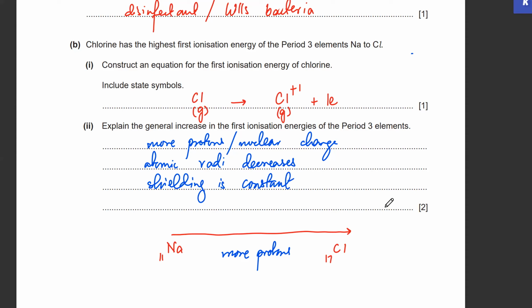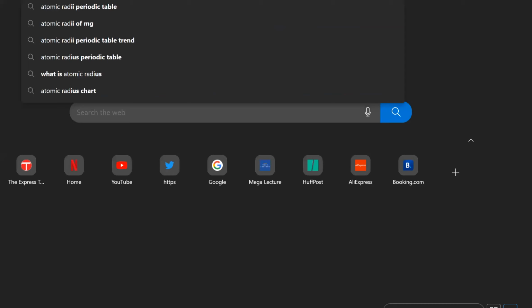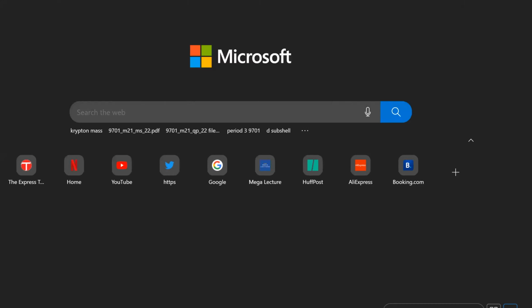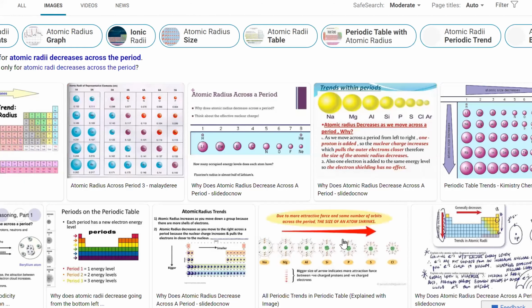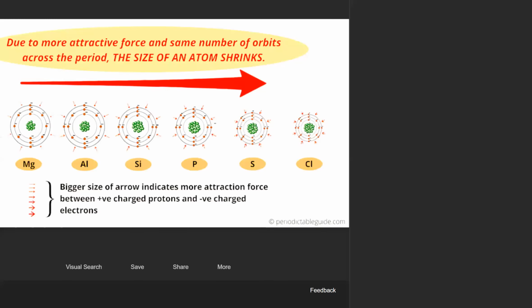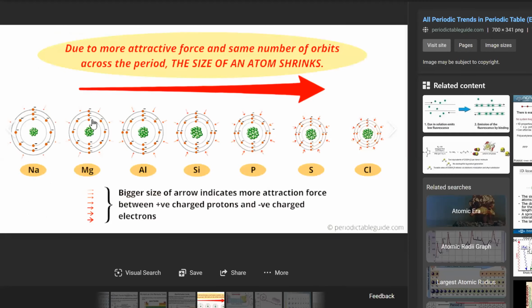So remember, across the period, atomic radius decreases. I mean, I can show you, it just gradually decreases. It's not a very massive decrease, it's just a gradual decrease. This kind of gives you a good idea. So they have the same number of shells, but look at the nucleus. You've got more and more protons, 17 protons. So they have a much stronger attraction for the electrons. So the atom is kind of shrinking slightly. Is that clear? Yes, sir.